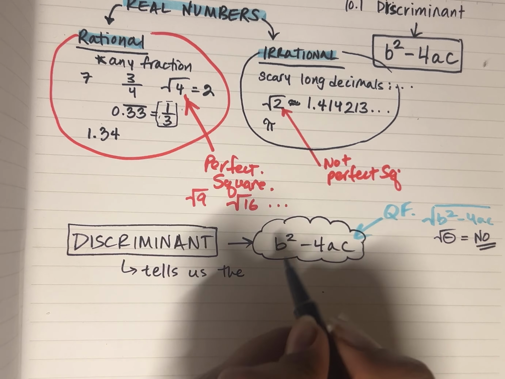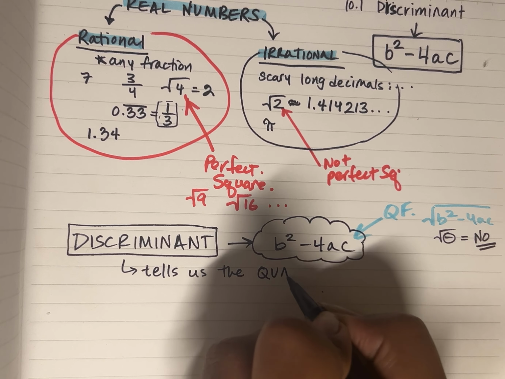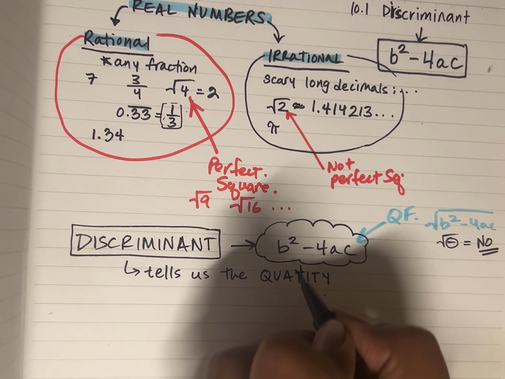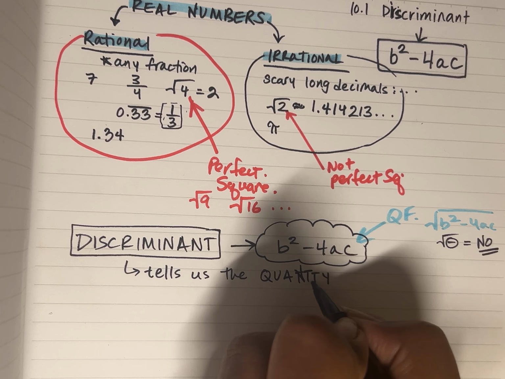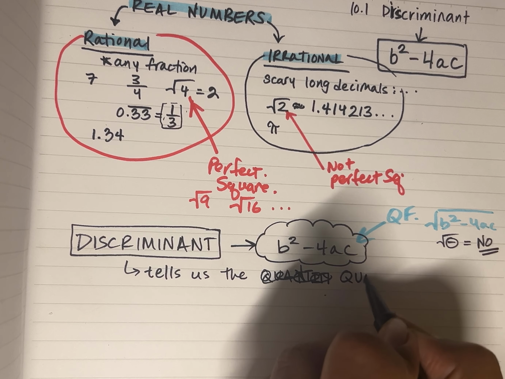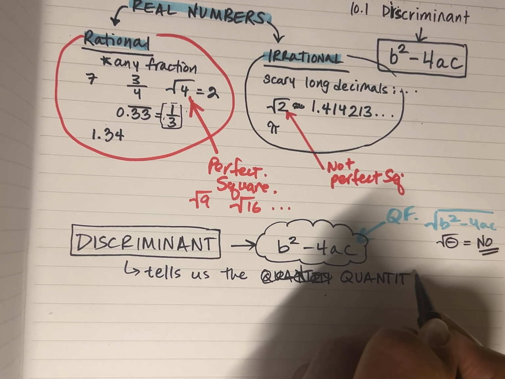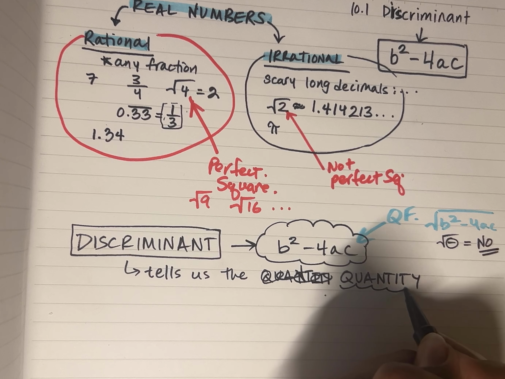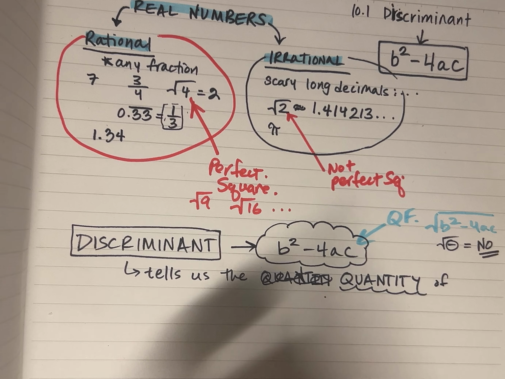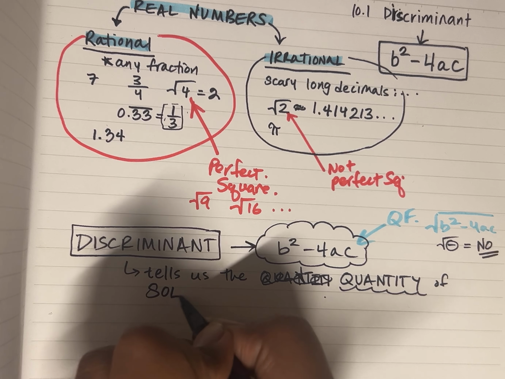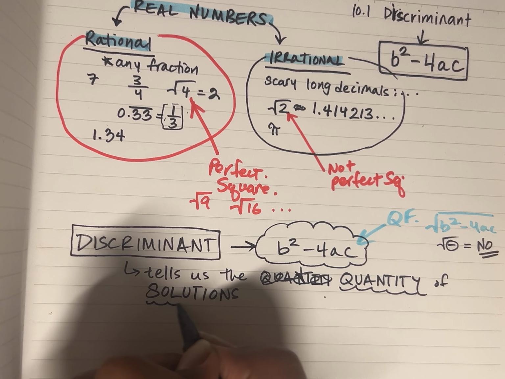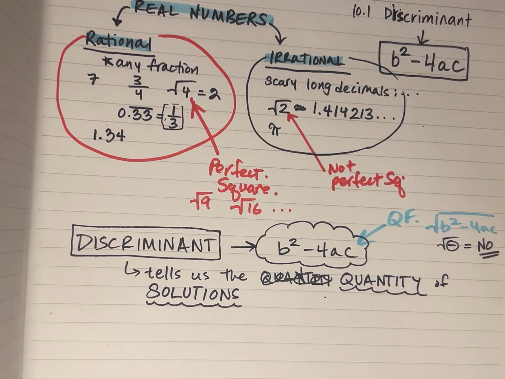the quantity of our answers. I didn't spell that right, quantity, let's redo it. Quantity of, and we don't say answers in my class anymore, we say solutions. The quantity of our solutions. Again, we've been working with 2 solutions all this time.